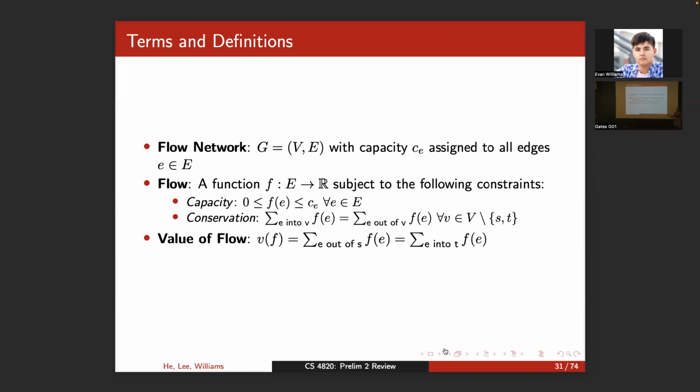2 constraints on it. The first one is capacity, which is basically saying that your flow needs to be less than or equal to the capacity, but also greater than or equal to 0. So you can't have negative flow. And then conservation, which is essentially saying all the flow out of S, the source S, needs to be the flow into T. Or wait, sorry, that's kind of like the overall constraint. The regular conservation constraint is just saying the flow of the edges going into vertex B needs to be the flow of the edges going out of vertex B. Sorry, the value of the flow is going to be the sum of the edges out of S, which is going to be equal to the sum of the edges into T if you conserve flow throughout the entire network. Okay.